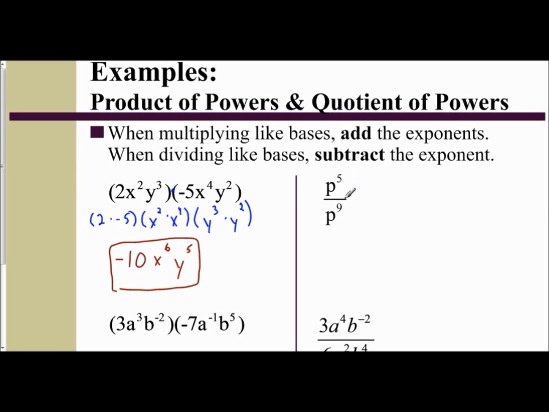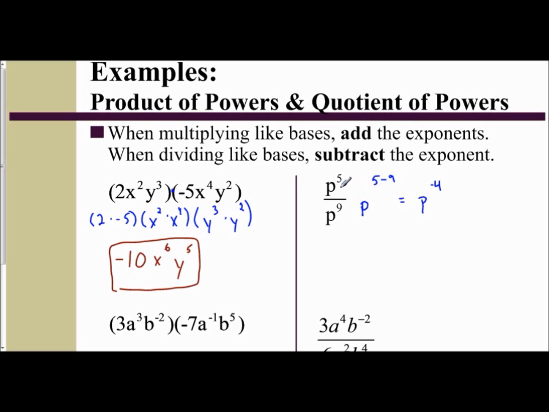And now I have my p to the 5th over p to the 9th. We are subtracting the exponents here because we are dividing like bases. So what you would have is p to the 5 minus 9 power, which is p to the negative 4th. Now this is your quotient rule. What you're going to learn is you cannot have a negative exponent in your final simplified answer. So we have to figure out, what does this negative exponent mean?